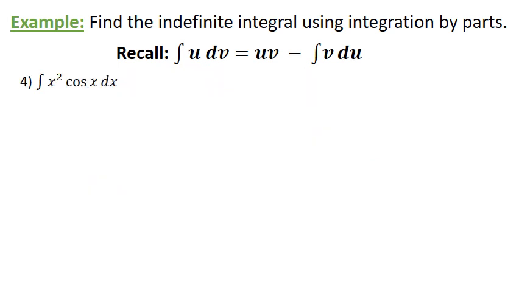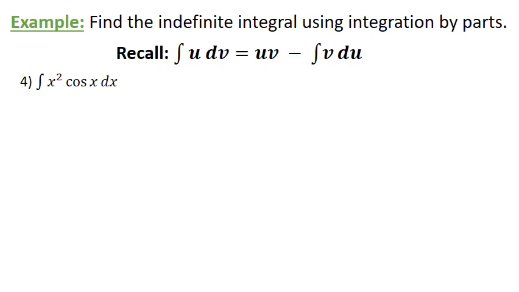Okay, here is another example, and same thing, integration by parts. You can see the integrand is a product, so that is a good indication that we will use integration by parts. Now this one is a little bit different because we're actually going to have to use integration by parts twice. So let's take a look at how this works.